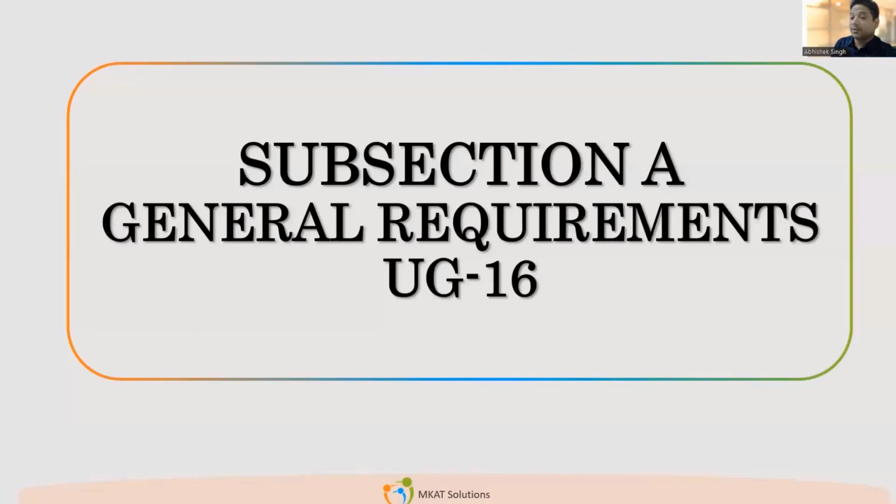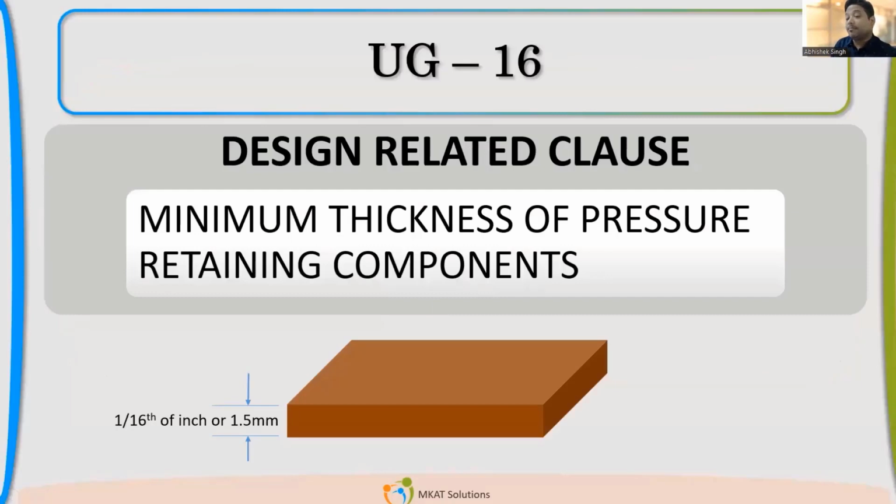So UG-16, what does UG-16 talk about? It talks about the minimum thickness requirement given by code. Now, the minimum thickness requirement given by code is for general application. We are not talking about any exemptions which are given. There are some exemptions given, and we'll talk about that also. But in general, you cannot go to a thickness less than 1.5 mm. That is the minimum thickness requirement given by ASME Section 8 Division 1.